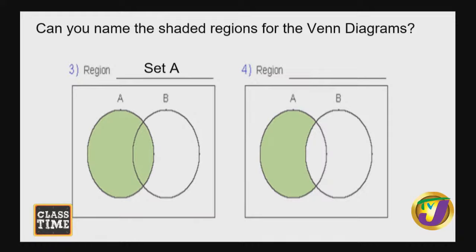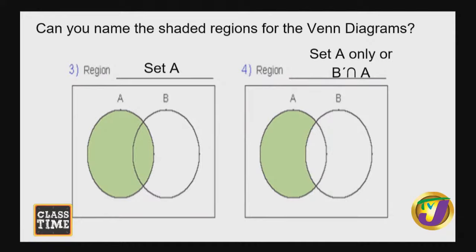What about 4? Why do you leave out a piece of set A? So it is set A only. Right, so it's set A only, because it doesn't go into B. Good. Or B complement intersect A.